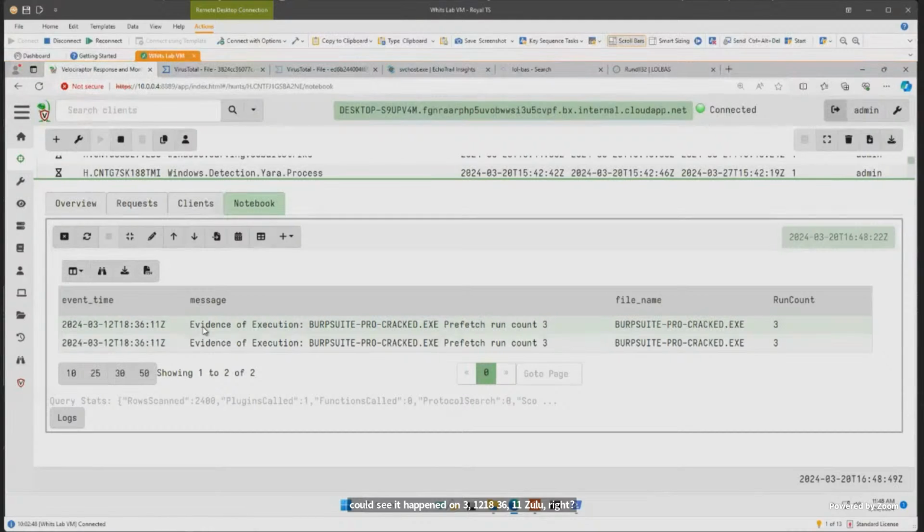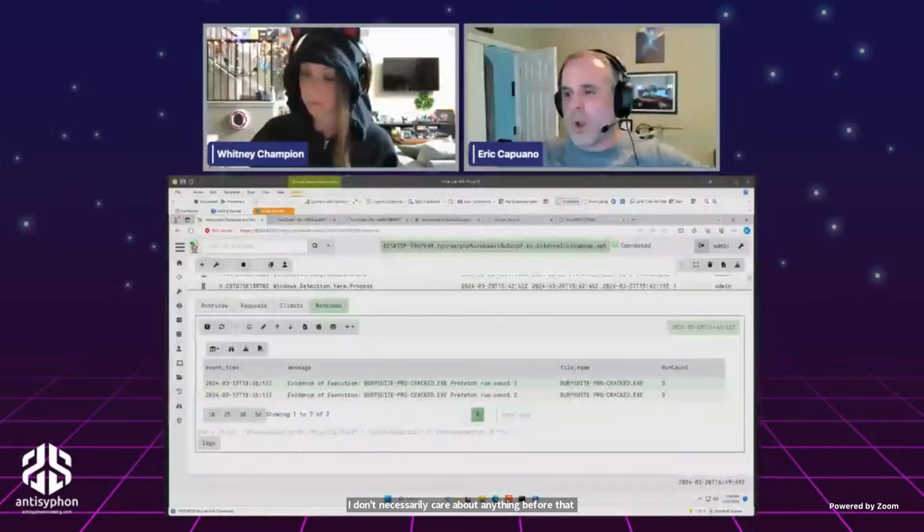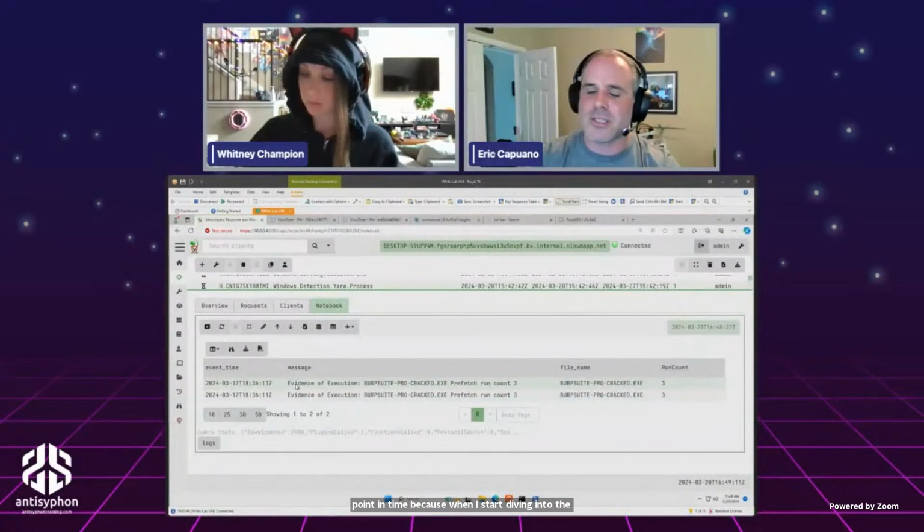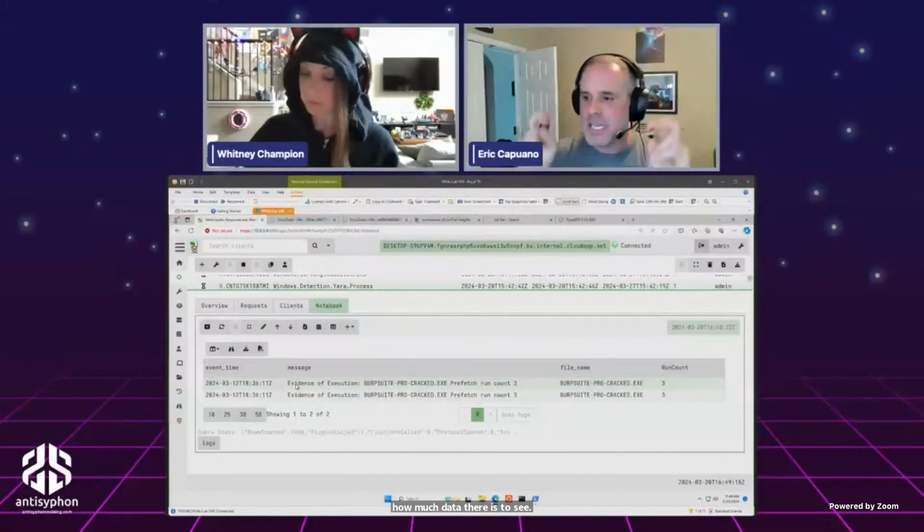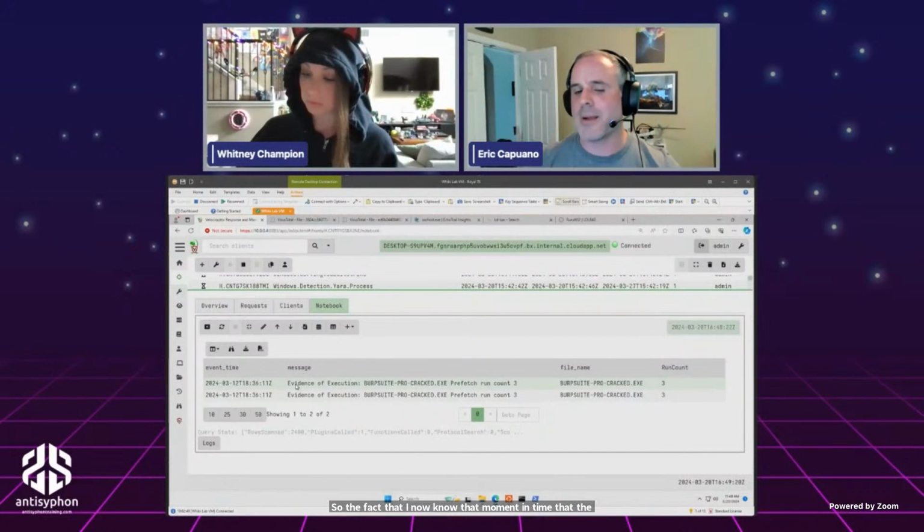That's a fantastic data point for me right now, right? Because yes, I know that the potential malware ran, but I know exactly when it ran. So now as I'm diving into larger evidence sets, I have an ideal pivot point. I don't necessarily care about anything before that point in time, because when I start diving into the evidence, I'm going to be overwhelmed very quickly with how much data there is to see. So the fact that I now know that moment in time that the initial malware ran lets me focus in on the time frame that matters most.